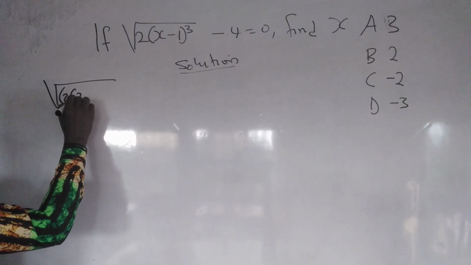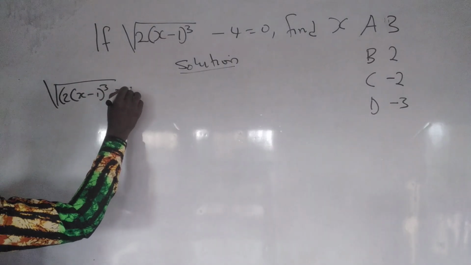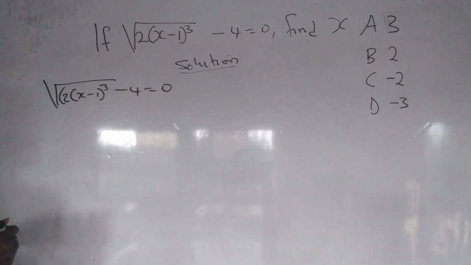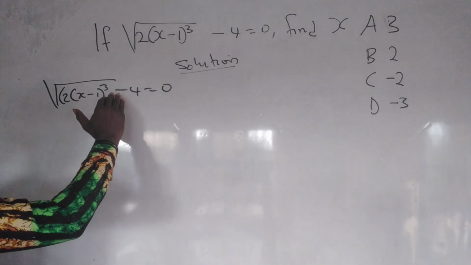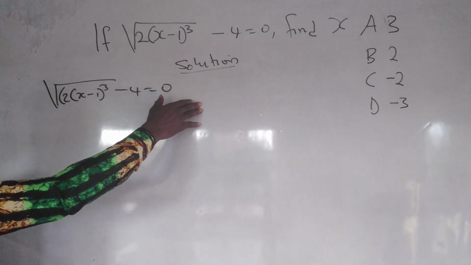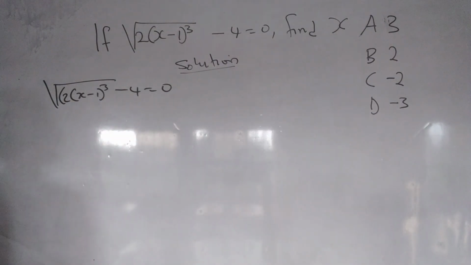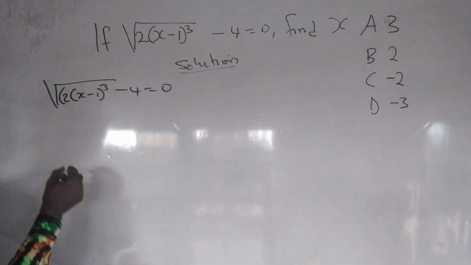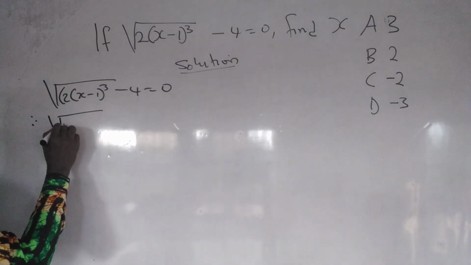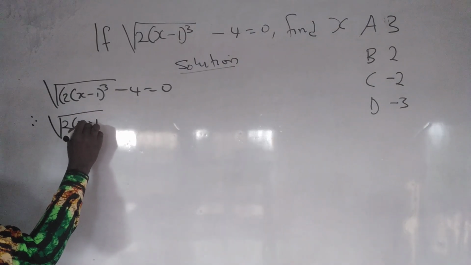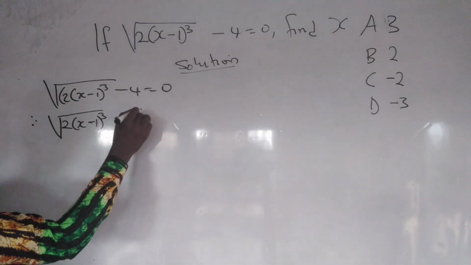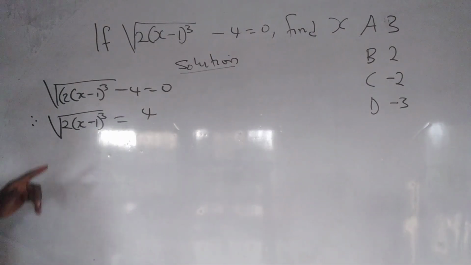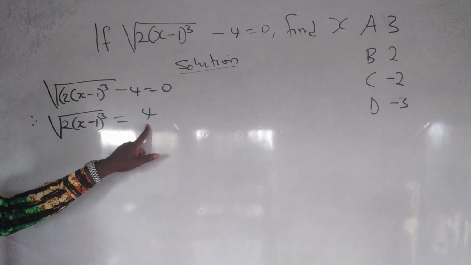What you do in the first place, when you see a question like this, is try to break it down to the simplest thing. The first thing is that you will take minus 4 to the other side, or you can say add 4 to both sides. If you add 4 to both sides, the minus 4 will cross the sign of equality, and this will turn out to be root 2 into x minus 1 raised to the power of 3 is equal to 4. Take note, when the minus sign crosses the sign of equality, it becomes a plus sign.